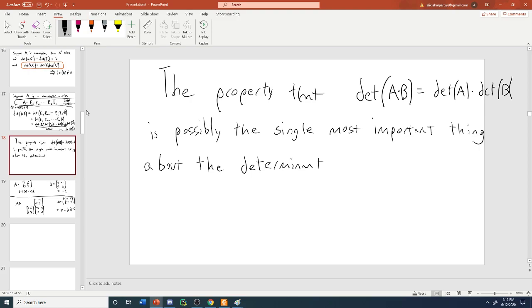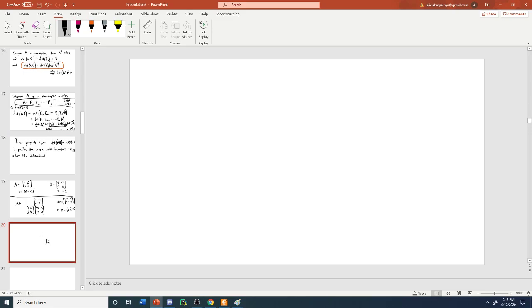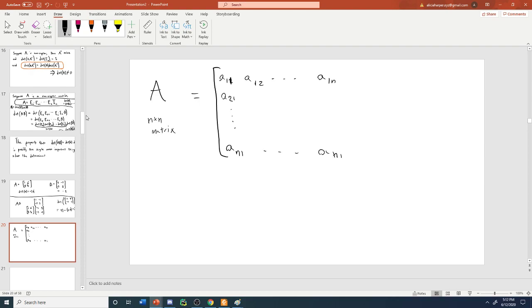So let's move on to 2.3. In 2.3, we're going to look at a very, very interesting matrix called the adjoint. So let's let A be an n by n matrix. As usual, we'll write it like this. We have A11, A12, blah, blah, blah, A1n, A21, blah, blah, blah, An1, and then all the way over to Ann.